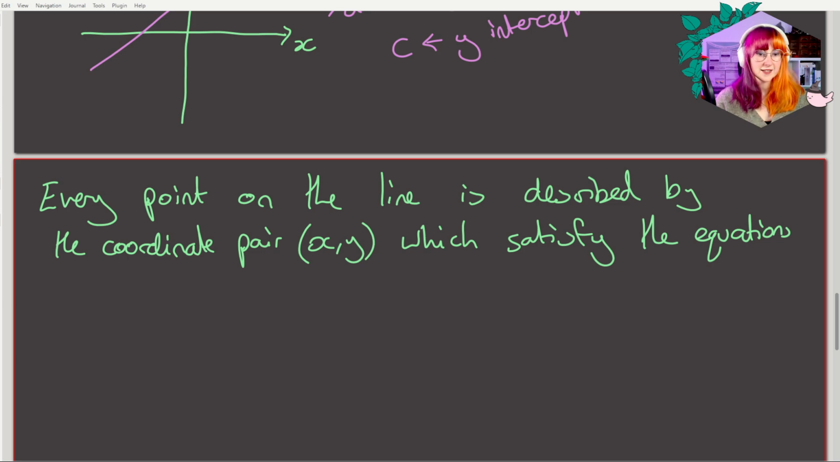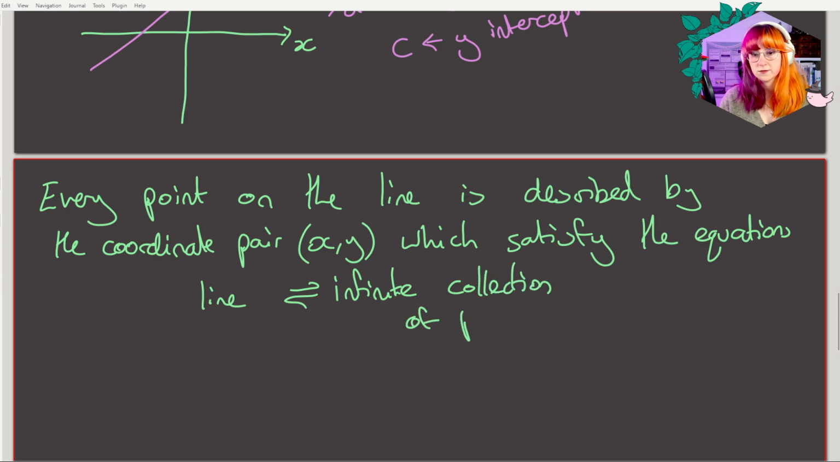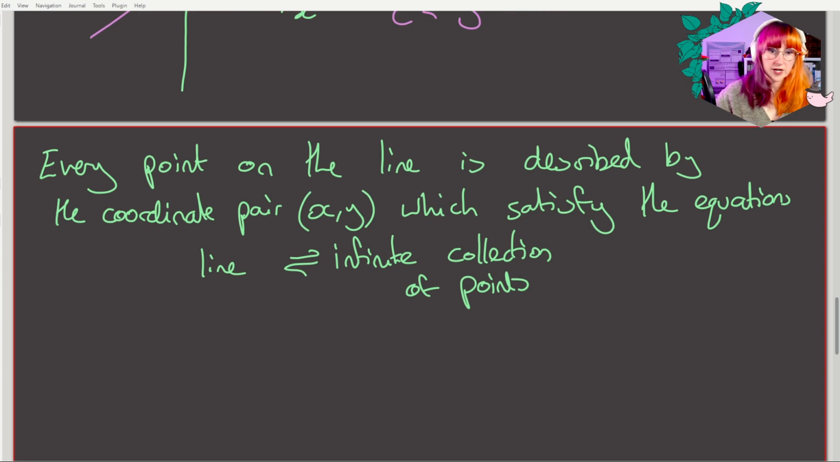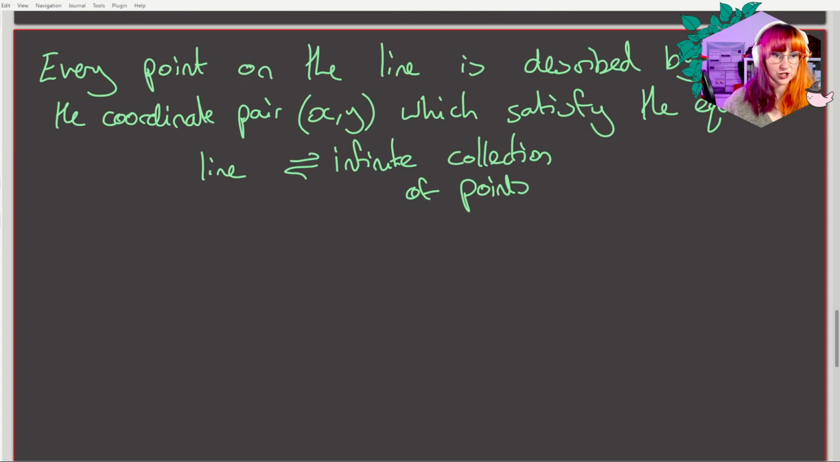So a line can be thought of as an infinite collection of points, which are described by these xy coordinates. So that's why whenever I take a single value of x, I combine a single value of y, and I get out my values. I can do this again in R3. So let's add a dimension in.